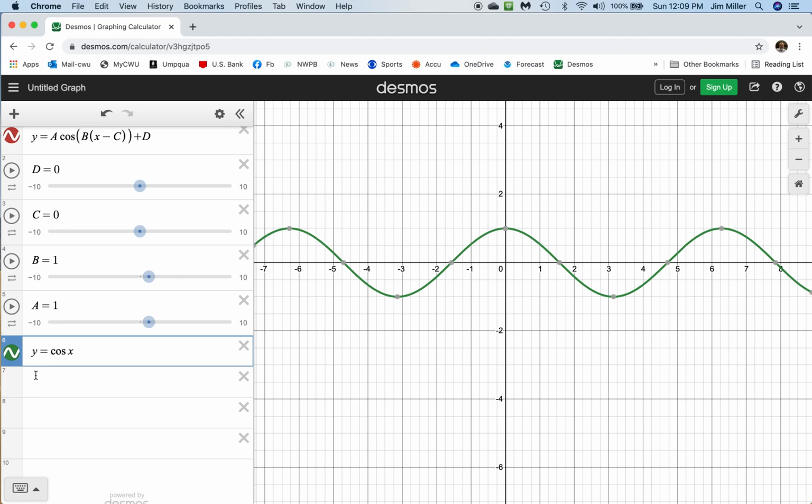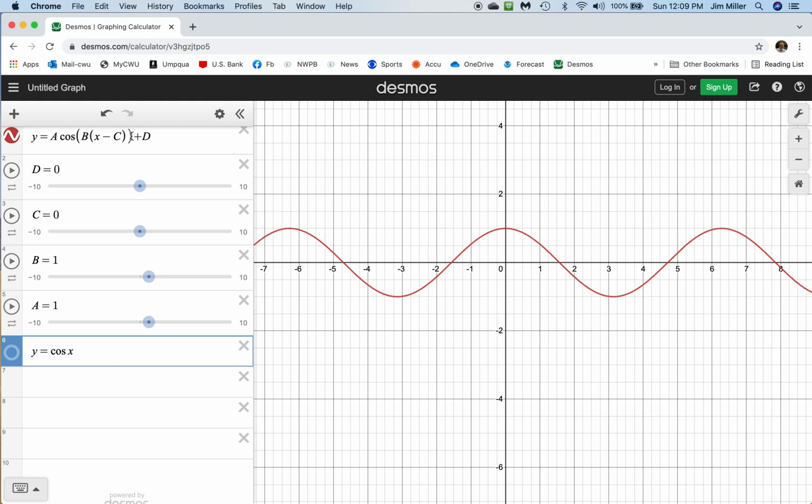Now, that's just the y equals cosine x. Now I'm going to turn that one off, and now I'm going to look at the red one, and it's got things that we're going to do to it. We're going to play with a, and a is right now 1. And a is called the amplitude.